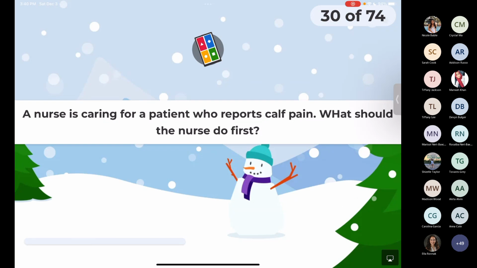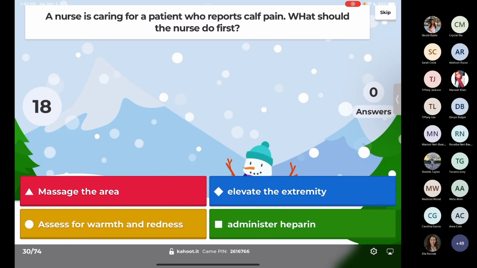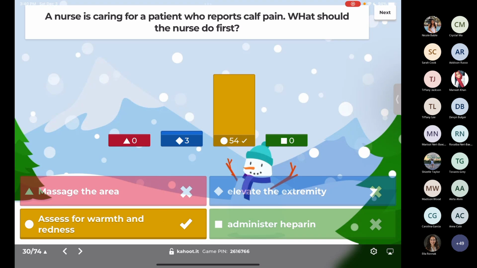A nurse is caring for a patient who reports calf pain. What should the nurse do first? All right, guys, good job.